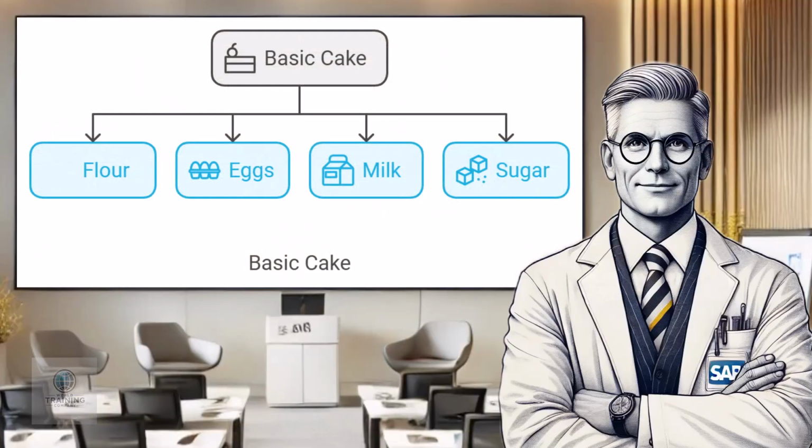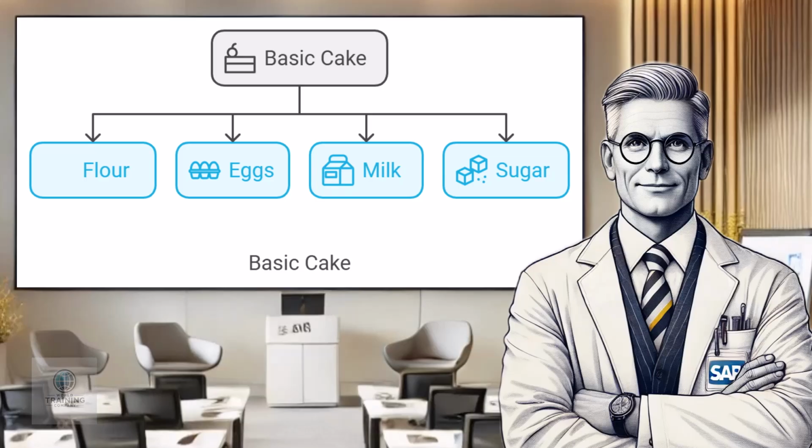Let's start with the bill of materials, BOM, which defines the components required to produce a product. Imagine we're making a basic cake. The BOM for this cake would include the following ingredients. First, we add flour, which provides the structure for the cake. Next, we include eggs, which bind the mixture together. Then we add milk, giving the cake its softness and moisture. Finally, we add sugar to sweeten the recipe. With these 4 ingredients, we've created a simple BOM for our basic cake, which will be the finished product in this initial scenario. This BOM organizes the ingredients and ensures that we have everything needed for production.